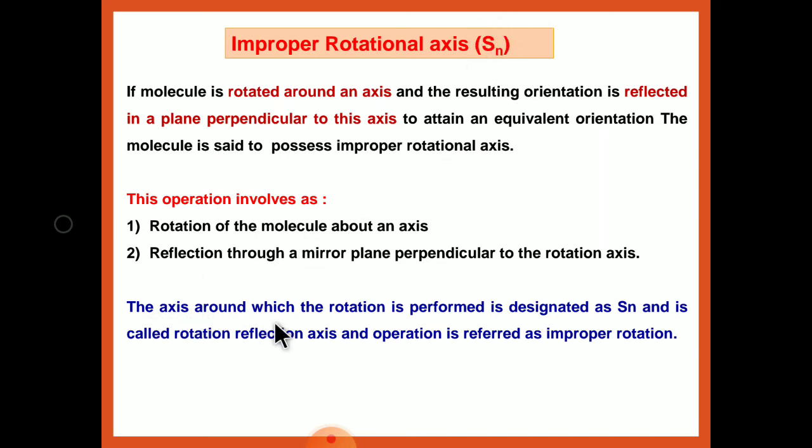So after these two operations we will get the improper rotational axis, that is Sn. The axis around which the rotation is performed is designated as Sn and is called a rotation-reflection axis, and the operation is referred to as improper rotation.